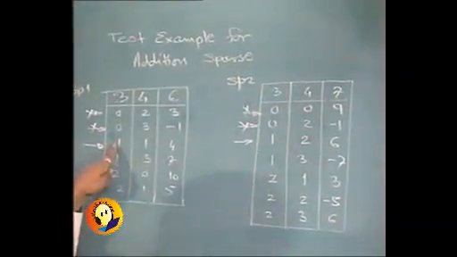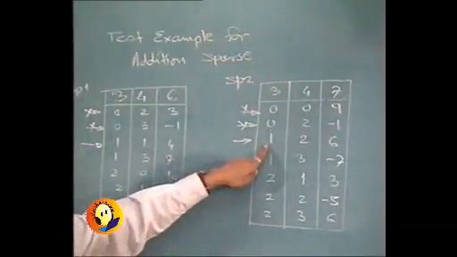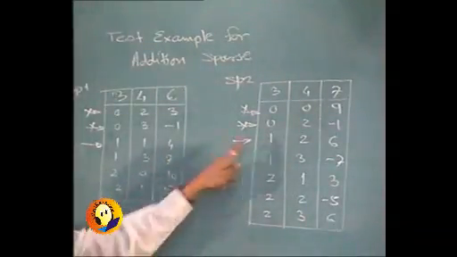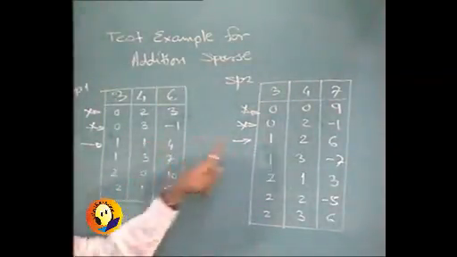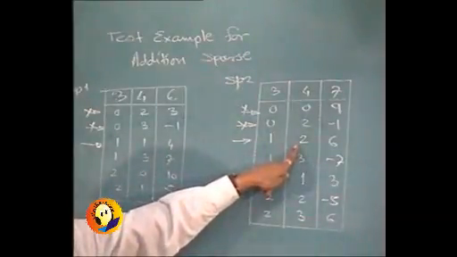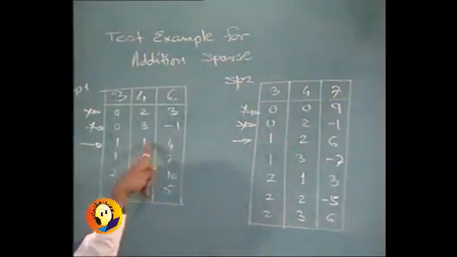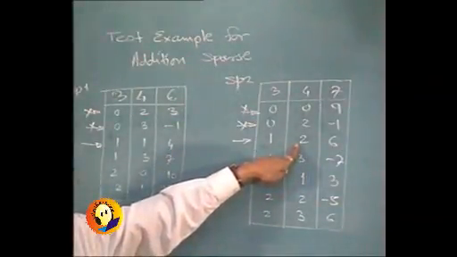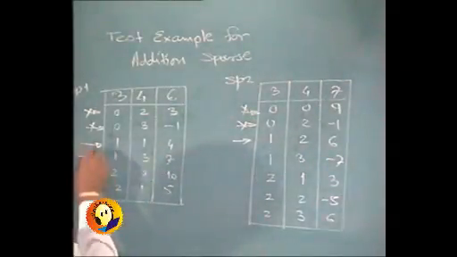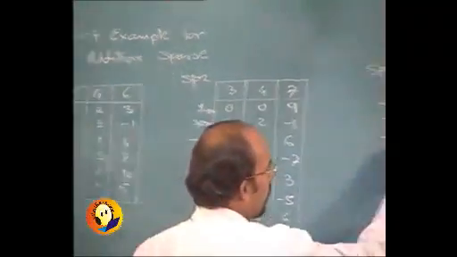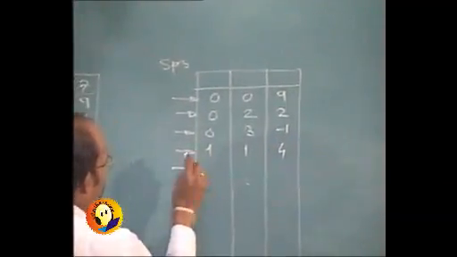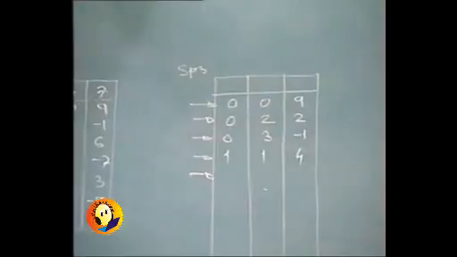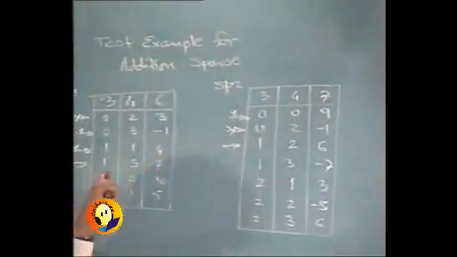sp1[k1].row equal to sp2[k2].row? Yes. sp1[k1].column equal to sp2[k2].column? No. sp1[k1].column less than sp2[k2].column? Yes. Copy the element from sp1, that is 114. This is k1, k2 again.